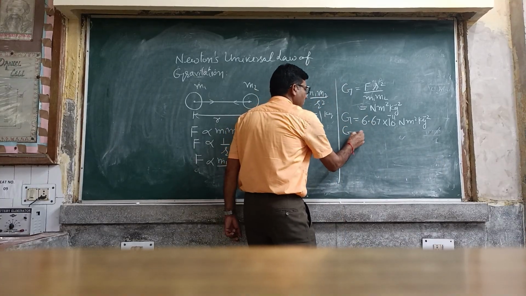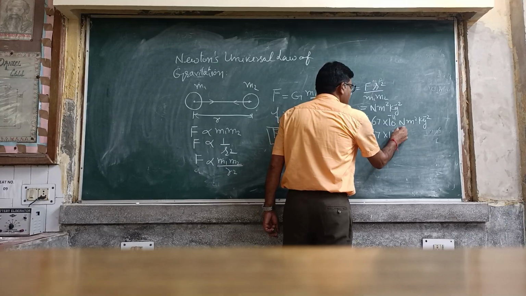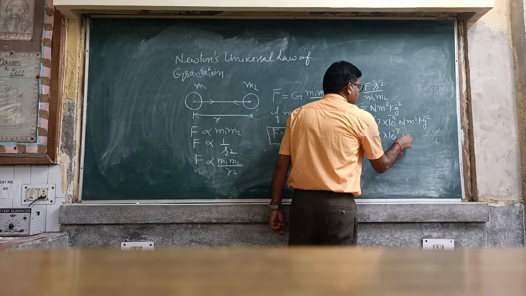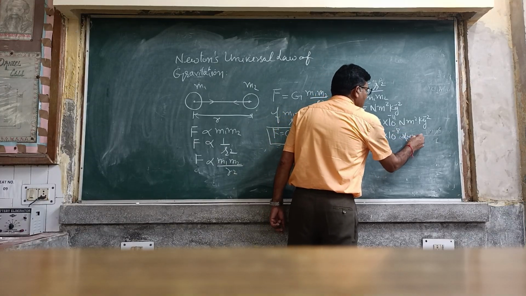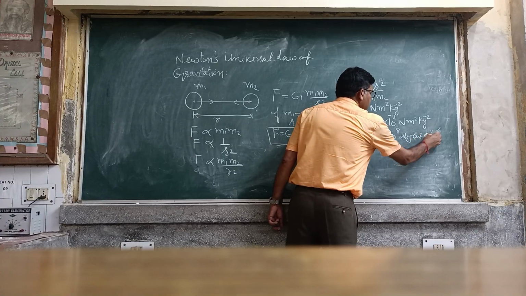And in case of CGS, it is 6.67 into 10 to the power minus 8 dyne centimeter square per gram square.